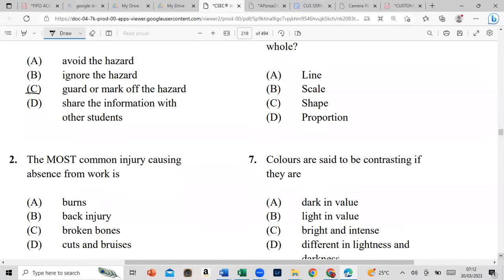Industrial technology. The most common injury causing absence from work is: A. Burns, B. Back injury, C. Broken bones, or D. Cuts and bruises? And it's definitely back injury.